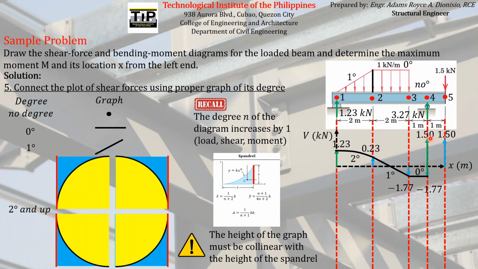Lastly, we just have to connect this point to this point. And again, we just have to look at the degree of the corresponding load diagram, which obviously again has no degree. So the degree of the curve connecting this point and this point must be 1 degree higher. What is 1 degree higher than no degree? It must be 0 degree, and a 0 degree just looks like a horizontal line.